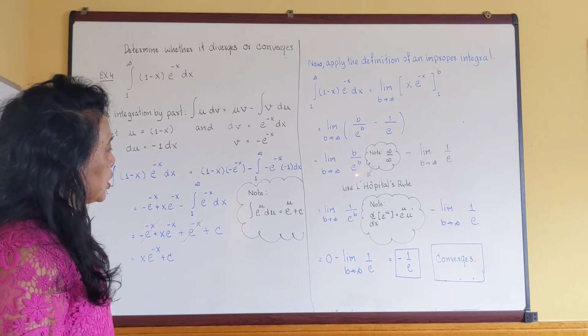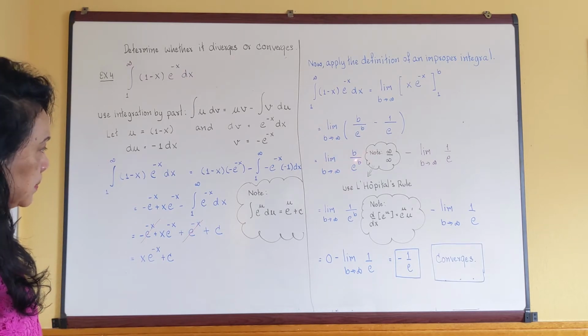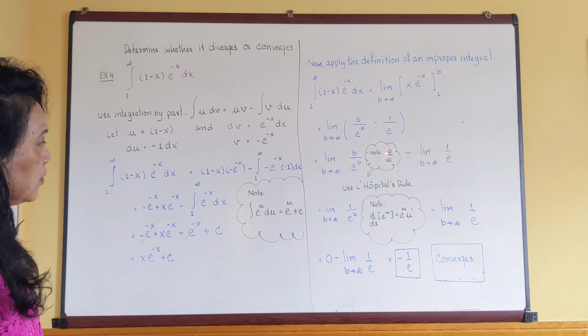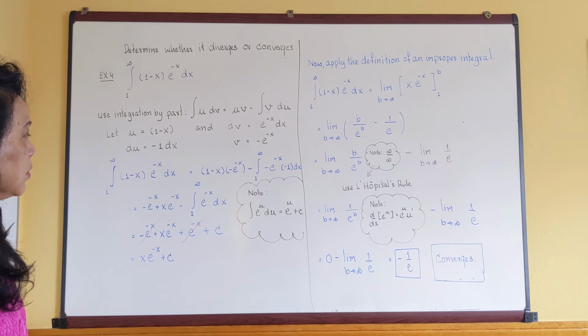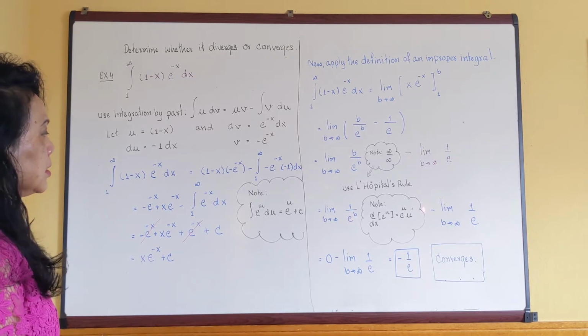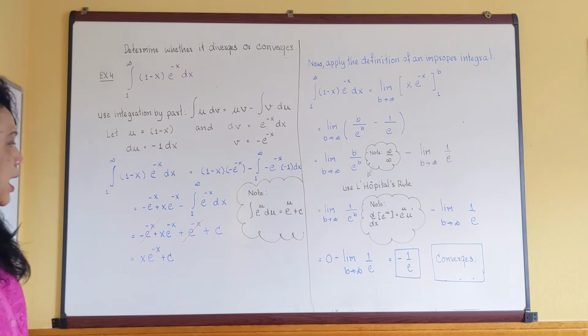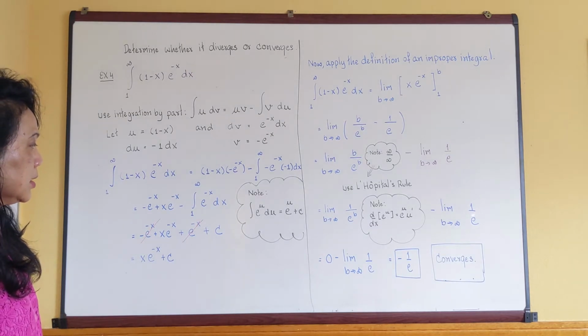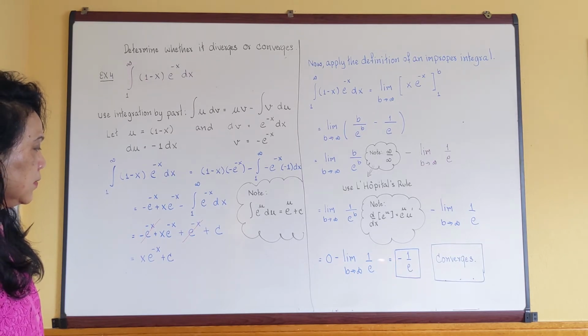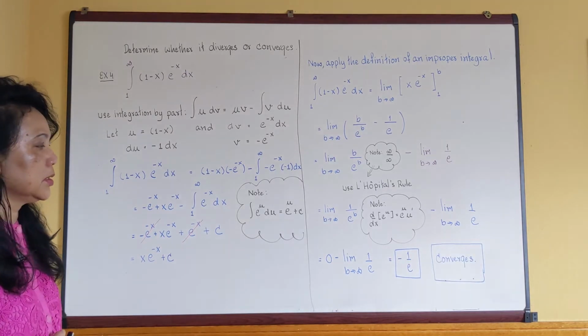As you check and use L'Hopital's rule, you will see this. As b goes to infinity, you have infinity over infinity for the first term. Now I'm going to use L'Hopital's rule. For the first one, the derivative of b is 1, and the derivative of e to the b is e to the b. The second term remains the same. As b goes to infinity, I have 0 for the first term. The second term, the limit as b goes to infinity, is negative 1 over e, which converges.